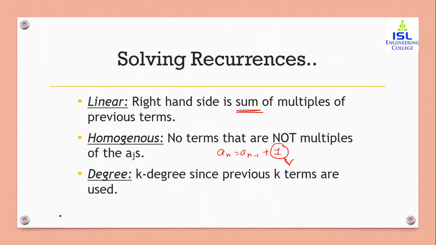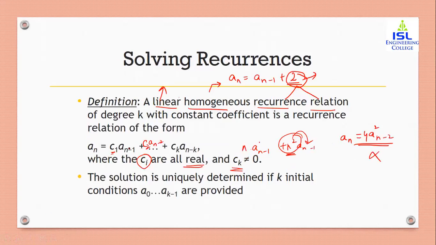Apart from that, one more thing we can see over here is that we have constants. So this c1, c2, ck are all constants. The coefficient of an minus 1 is c1, and the coefficient of an minus k is ck. So the coefficients of the terms of the sequence are all constants rather than functions. They are not functions like n square, n, etc. They are all constants that do not depend on the n value.